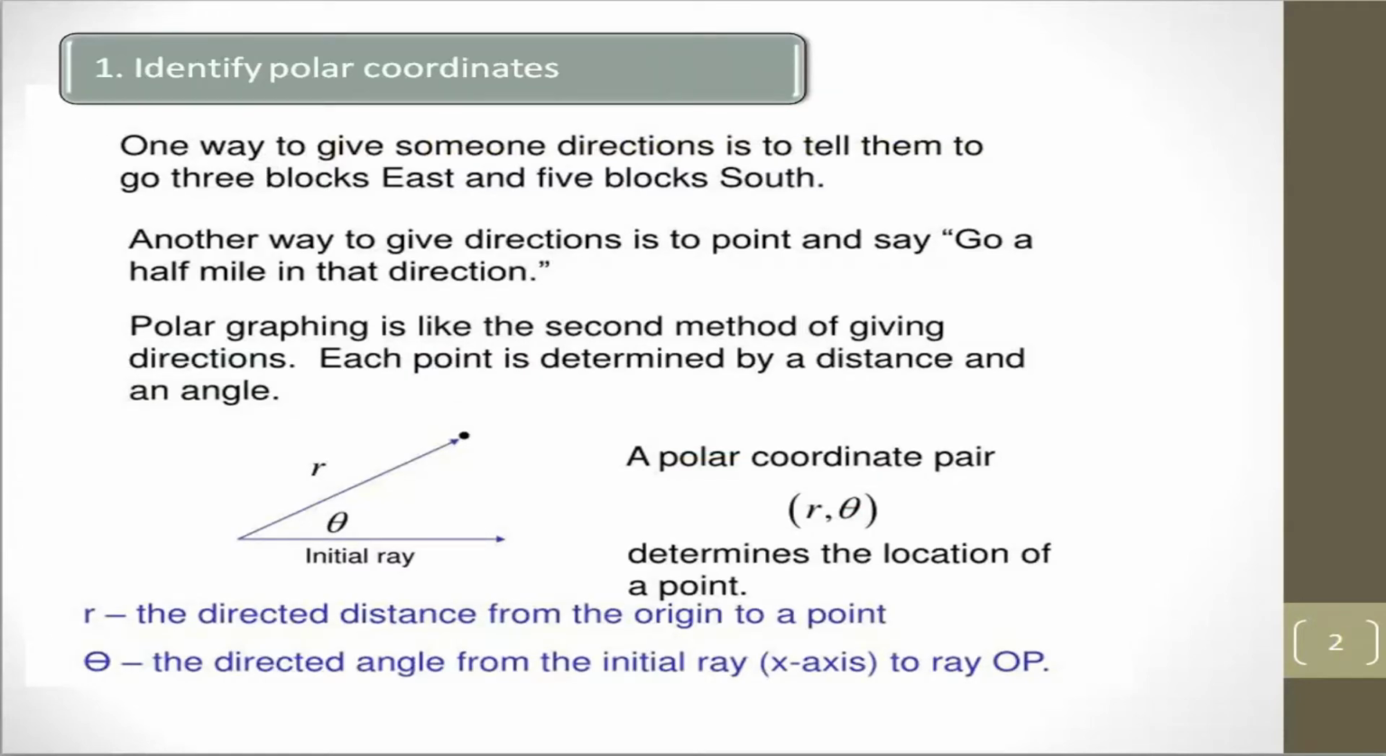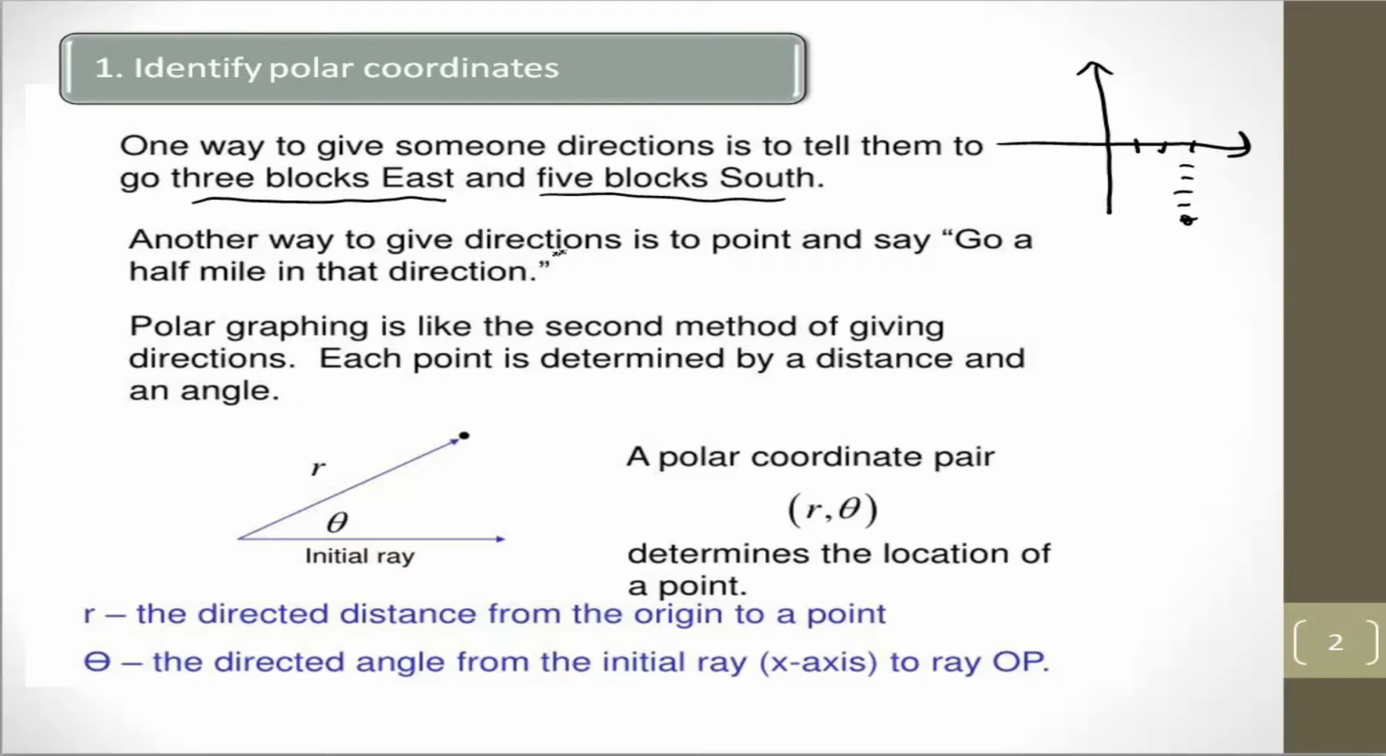Polar coordinates: one way to give someone directions is to tell them to go 3 blocks east and 5 blocks south. For example, if you draw an x-axis and y-axis here, go east 3 blocks, 1, 2, 3, and then 5 blocks south, 1, 2, 3, 4, 5. So we can represent this location in two ways.